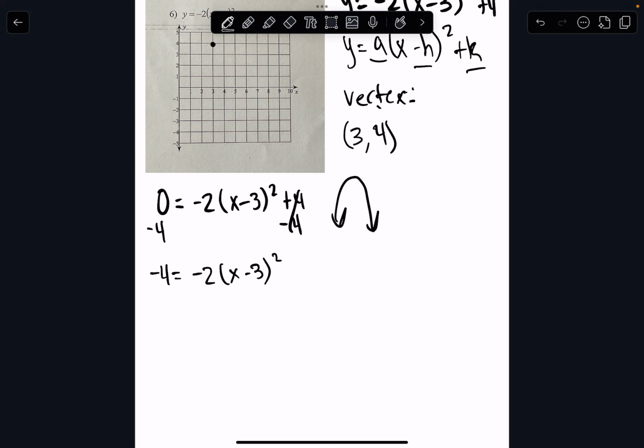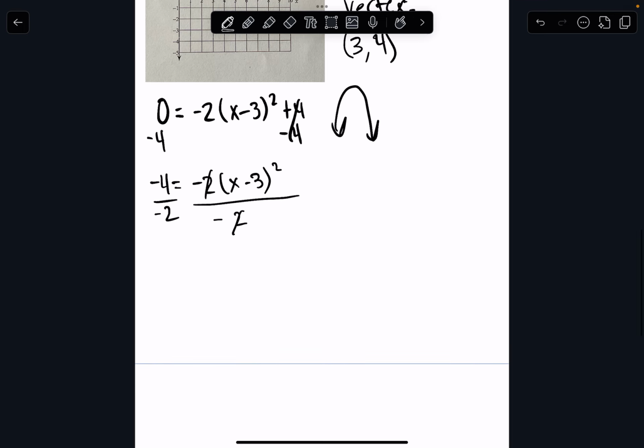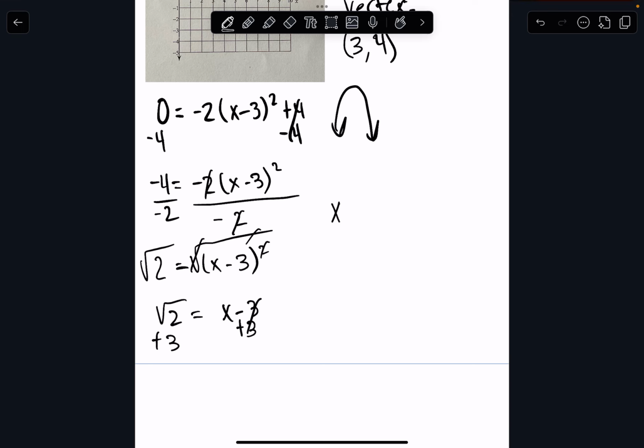The next step is going to be dividing by negative 2, and that's going to get rid of that negative 2 there. And negative 4 divided by negative 2 is just 2, equals x minus 3 squared. To get rid of a square, we're going to take the square root of both sides. So that gets rid of both of those. So we have the square root of 2 equals x minus 3. And last step is to add 3 to both sides. And we are left with x equals the square root of 2 plus 3.